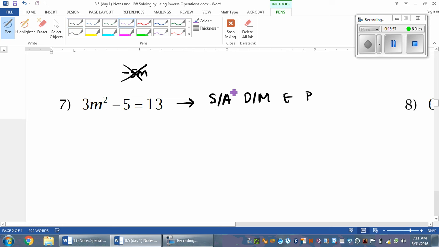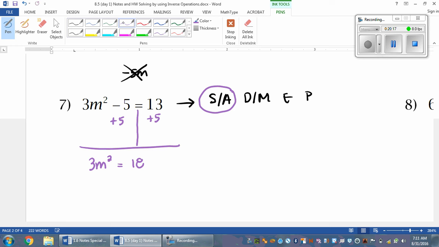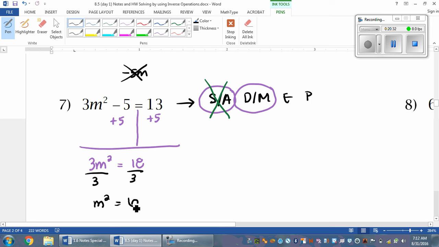So again, go ahead and cancel everything that's being added or subtracted. So again, we're only going to look at the side where the variable is at. I see negative 5 is being subtracted, so I'm going to do the opposite. So I'm going to add 5 to both sides. We get 3m squared is equal to 18. So I canceled everything that's being added or subtracted. Now I'm going to cancel everything that's being divided or multiplied. So I see a 3 out in front. So how do I get rid of the 3? I divide. So I'm left with m squared is equal to 6.